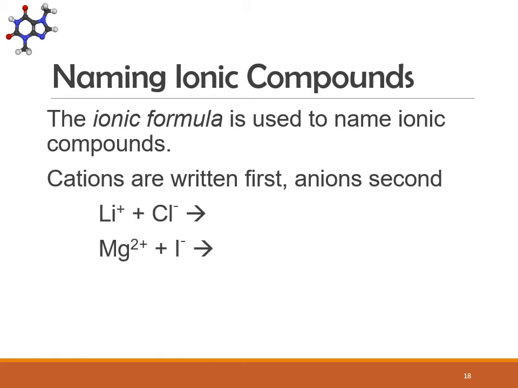Let's take the case of lithium chloride and magnesium iodide. When lithium donates its electron to chlorine, it forms lithium chloride. We write lithium first and then chloride second. For magnesium iodide, we write magnesium first and then the iodide ion next.